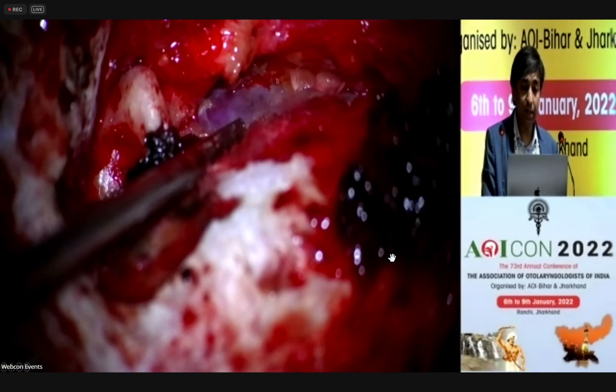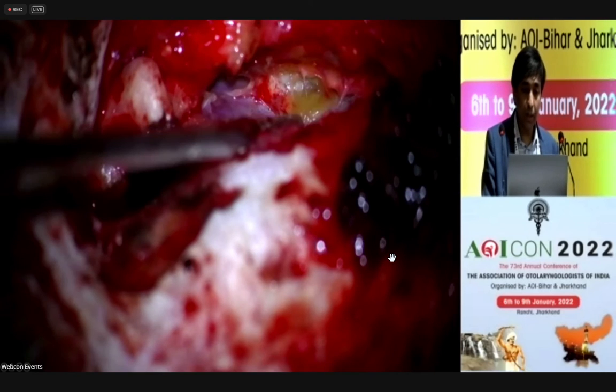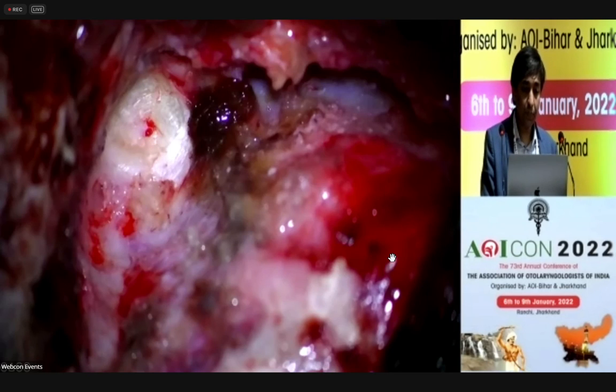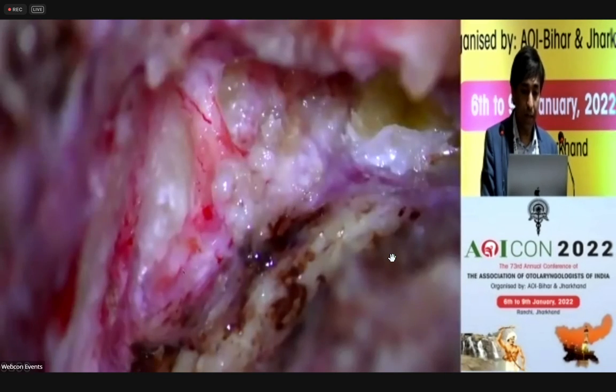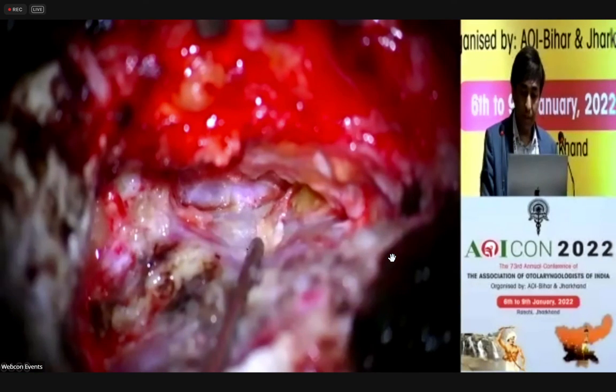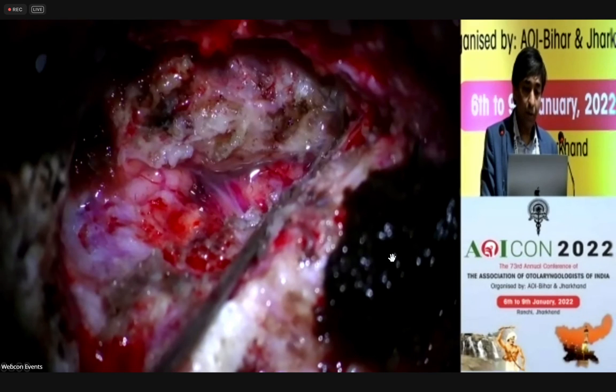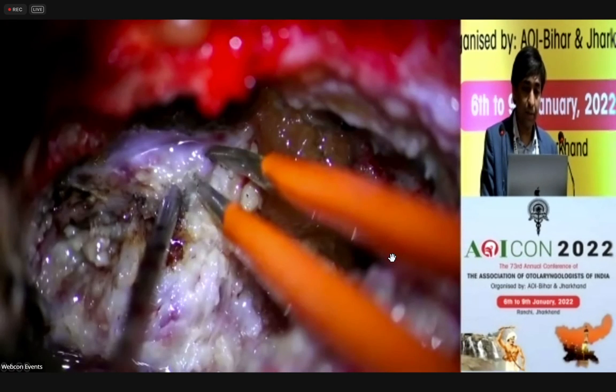Now I went inside, second stage. You can see that the tumor is there. This is intradural work going into the second stage. The internal auditory canal is now being visualized. Tumor here. Now the intracranial contents are visualized.